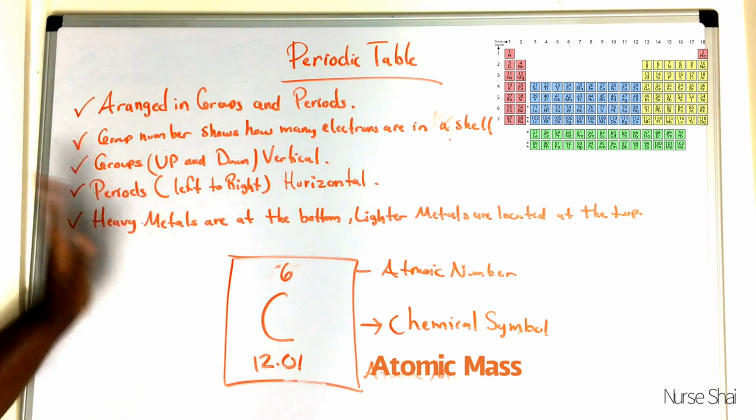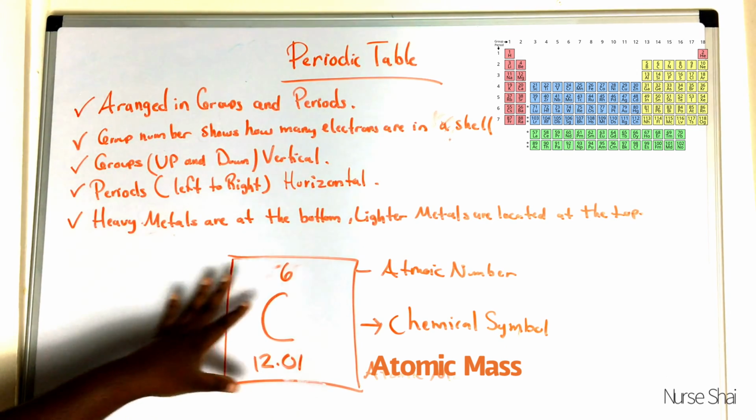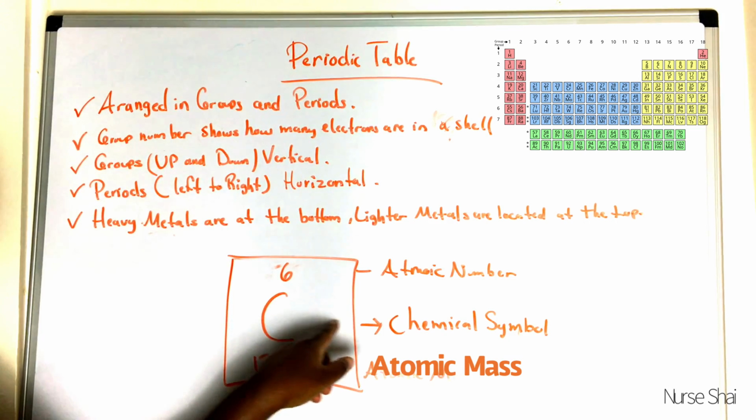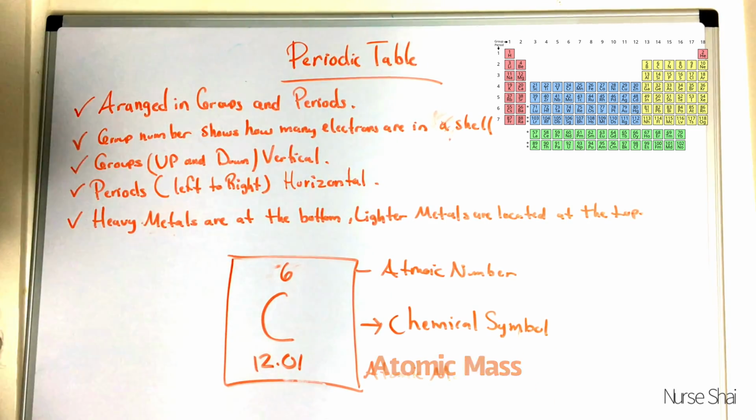So the heavy metals are at the bottom, and the lighter metals are at the top. And I know we already talked about the atomic number and atomic mass, but the one in the middle is the chemical symbol for carbon, and that's how the periodic table is structured.